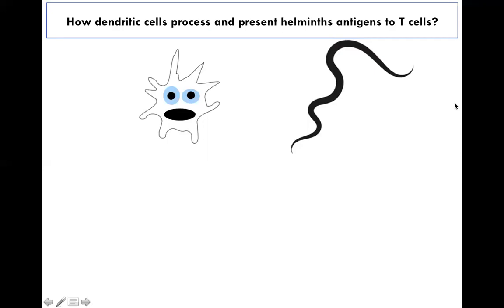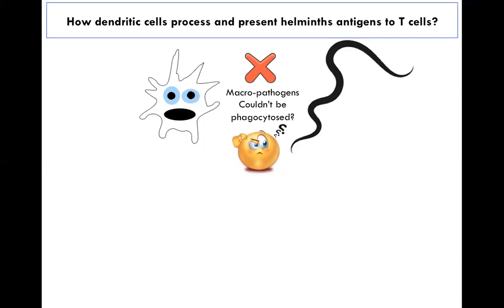So if you look here, how do dendritic cells process and present the helminth antigens to the T cells? We know that these macropathogens cannot be phagocytized, so we have to scratch our head. How do they work in that case? Nature always has other options. Nature always provides many options for our betterment. Helminths are macropathogens, a condition that prevents them from being ingested by phagocytes. So then how does the dendritic cell present the antigens to the T cells?